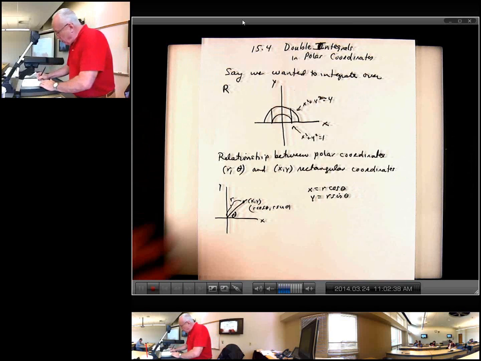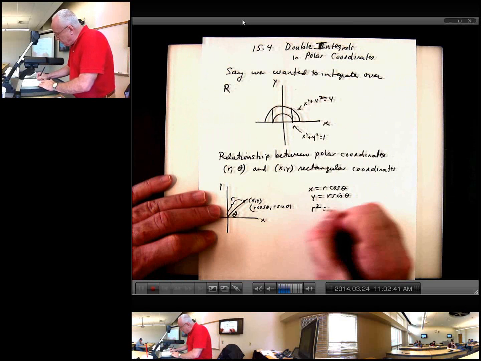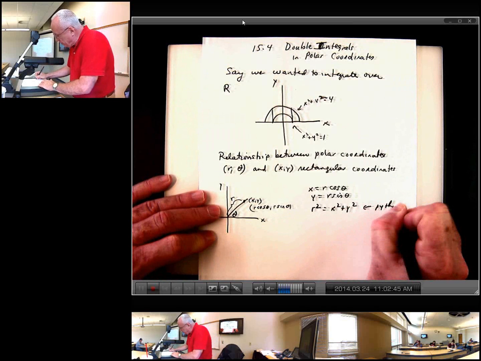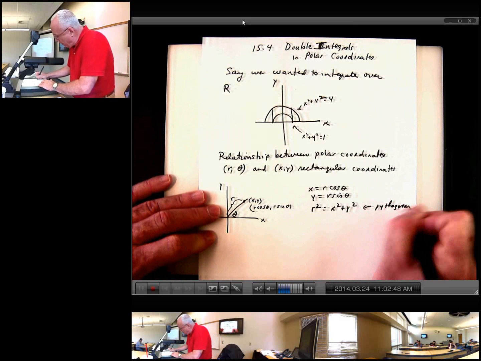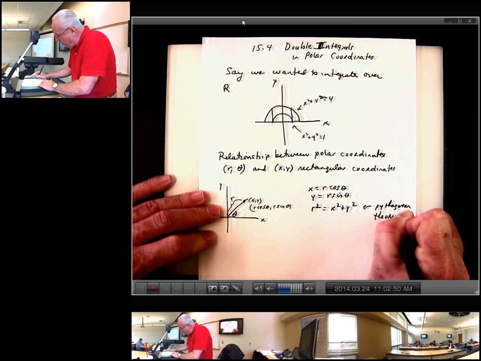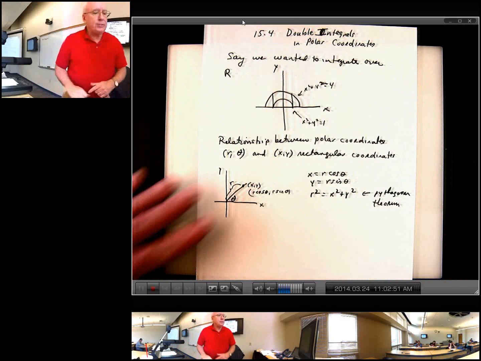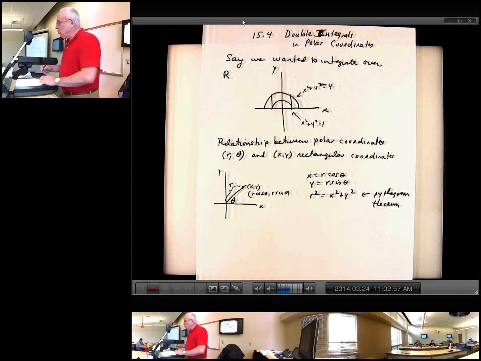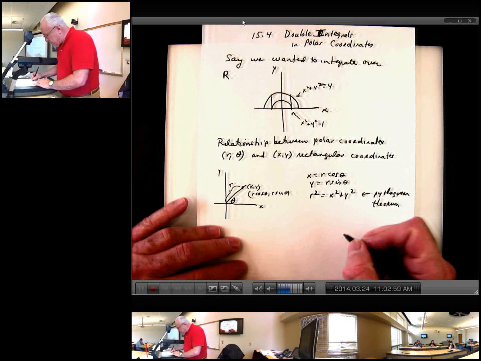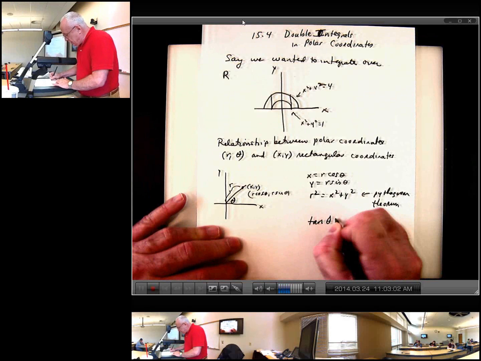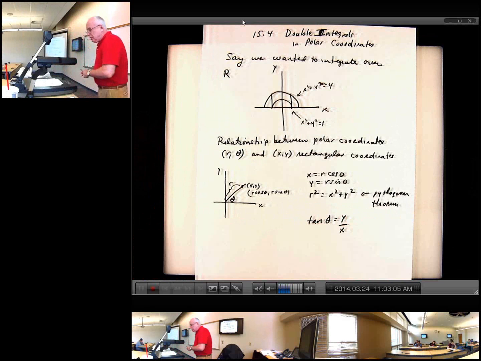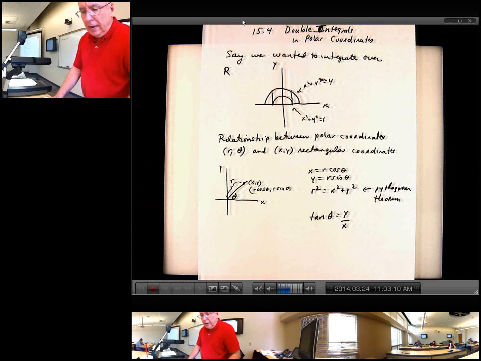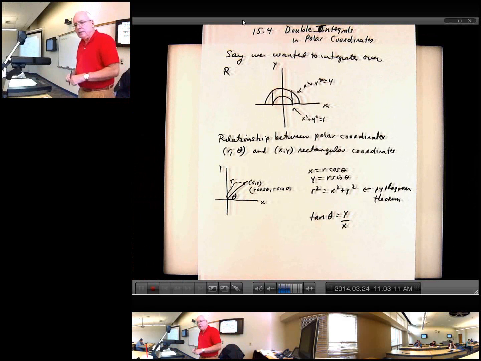Also, r squared is equal to x squared plus y squared. That's from the Pythagorean theorem. And one other thing that we have is that the tangent of this angle theta is equal to y over x. So these are four equations that give us relationships between the two, and that should look vaguely familiar to you guys.